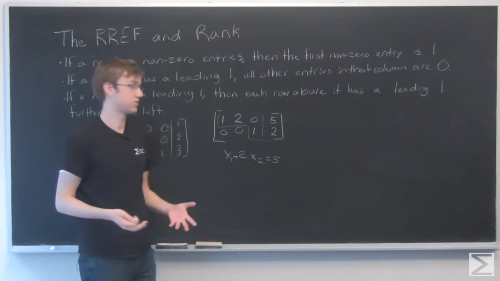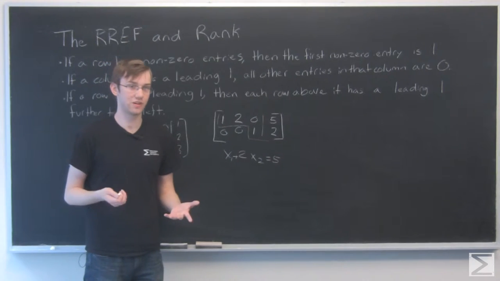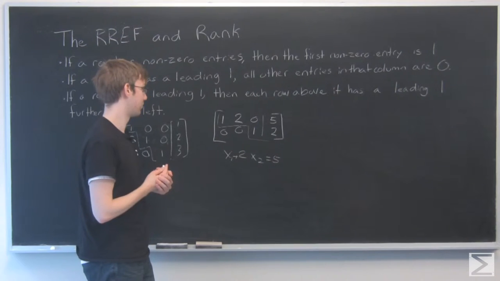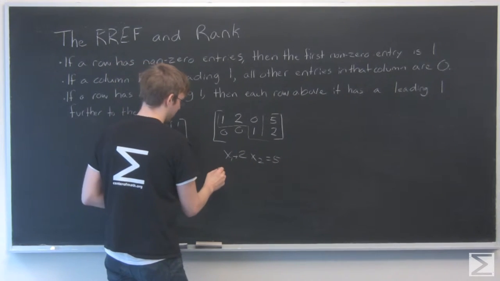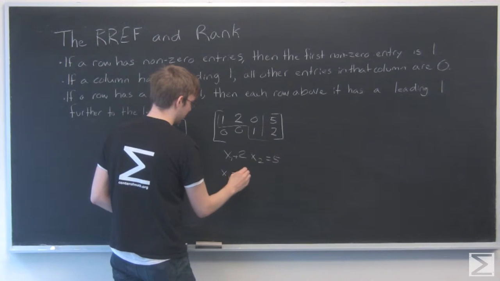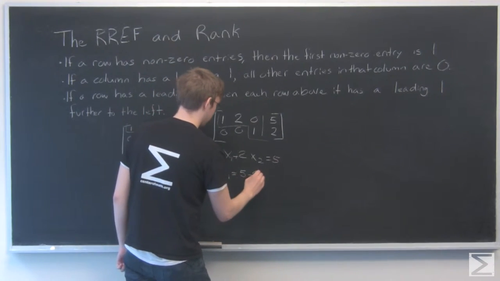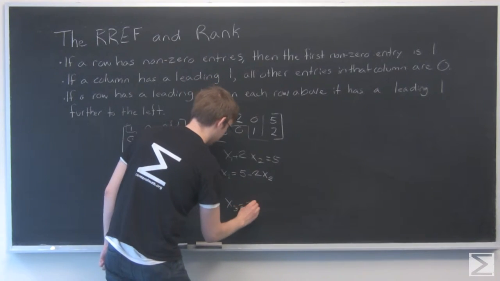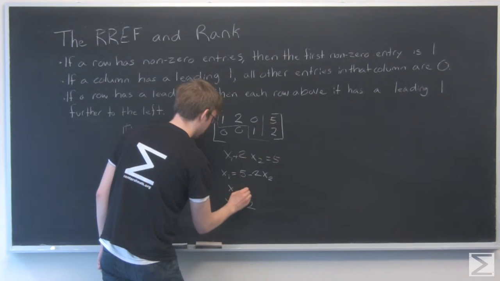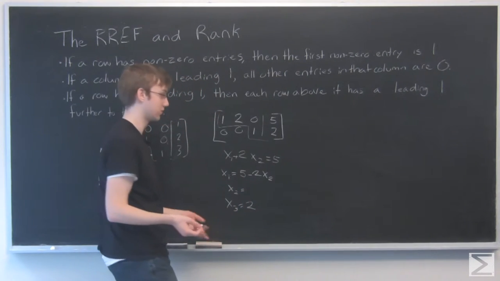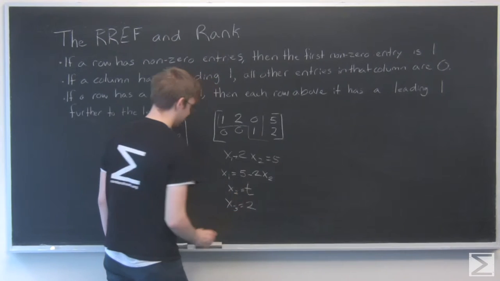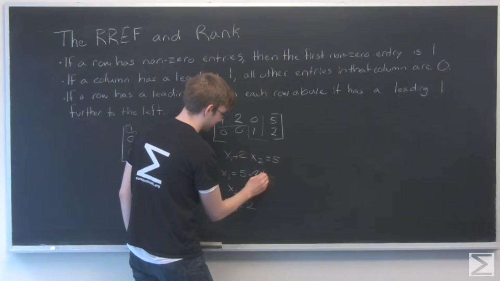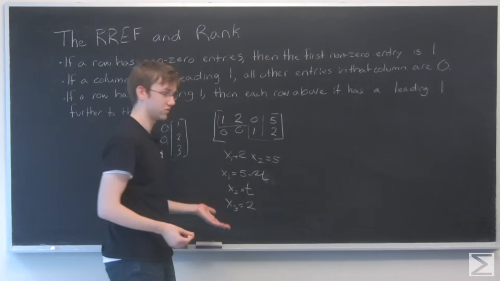So what do we do in a case like this, when we have other numbers here that we can't really get rid of, but are still important? In our solutions, it would look something like x1 equals 5 minus 2x2, x3 equals 2. So what does x2 equal? We'll just say x2 equals a constant t. And because x2 equals t, we'll put that one right here. So that's what our solution set will look like.